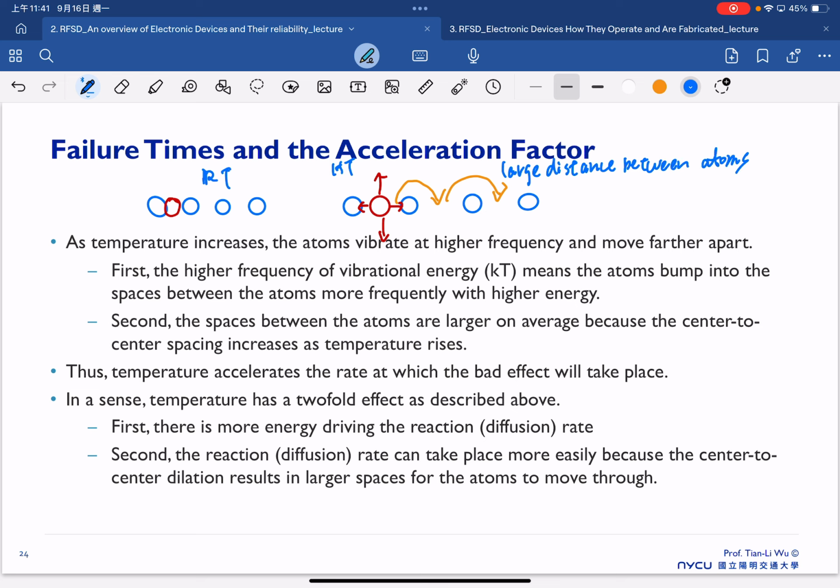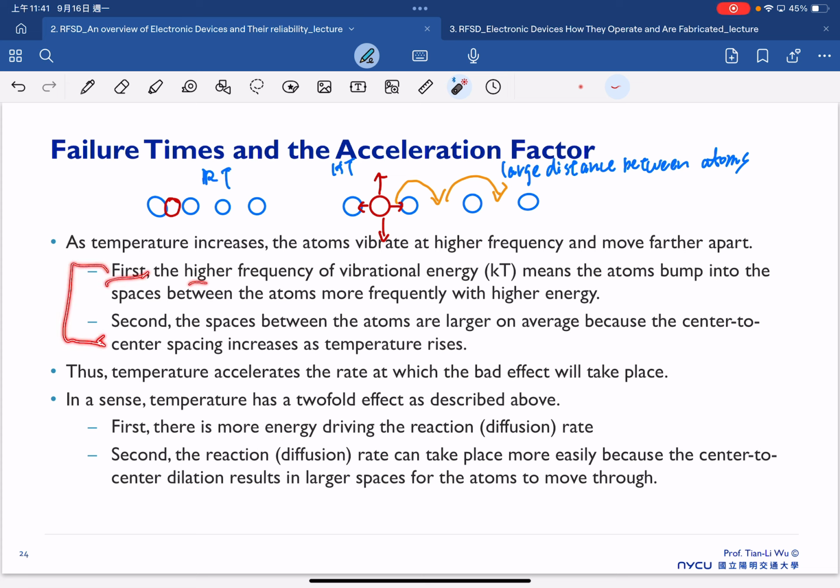So that's why we can foresee that at a high temperature, your atom will more easily move to the other place because of two reasons. First, due to the vibration energy, this atom will vibrate at a higher frequency compared to the case of low temperature. The second is that the space between the atoms is getting larger, so this atom can more easily jump to here and jump to here. So this is actually what this text is talking about.